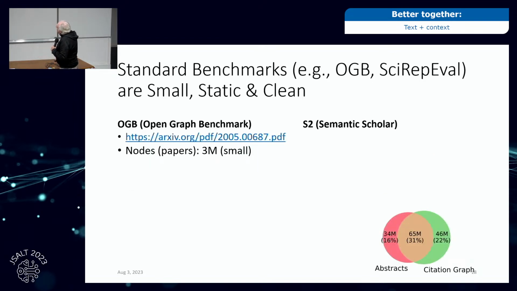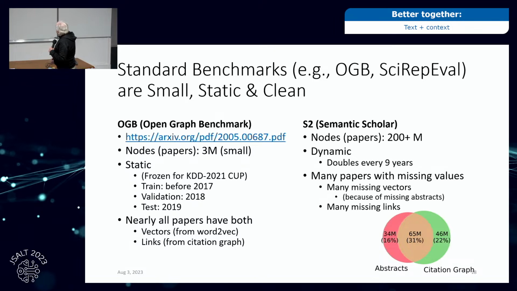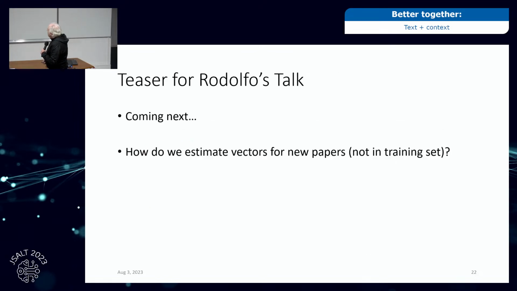I want to say the same thing not only about Open Graph, but also about some other evaluations, like SciRepEval. That one was frozen from there, and Semantic Scholar is bigger and growing, and has lots of missing values. In SciRepEval, the intersection is 80% of the benchmark, but in Semantic Scholar and the problem, it's only a third, only 30%. So these things are just not representative of the bigger problem.